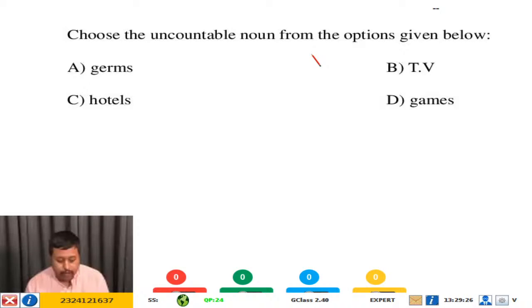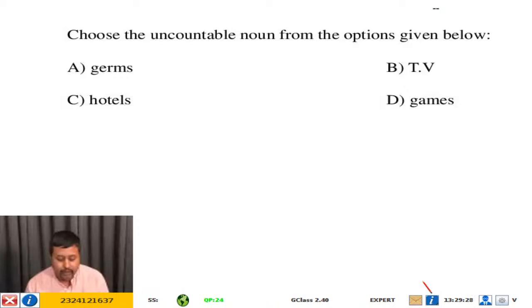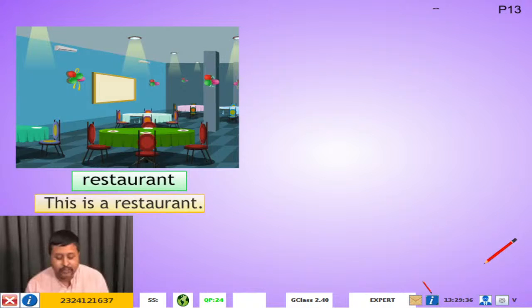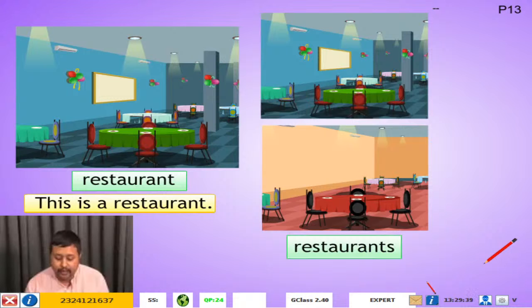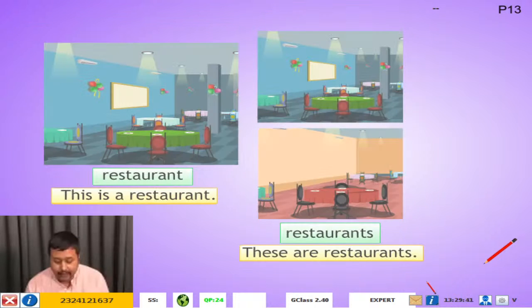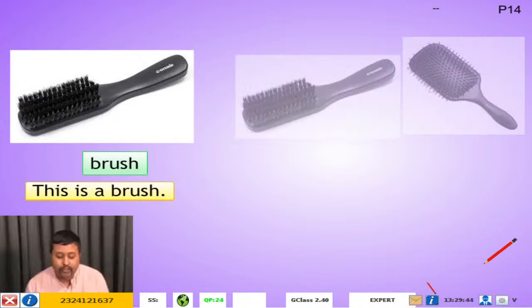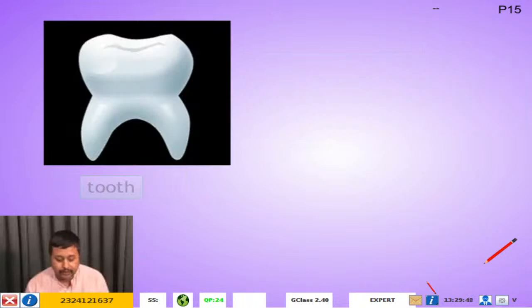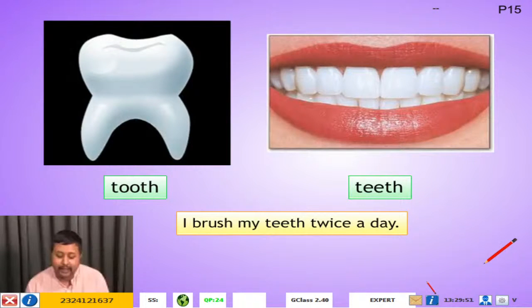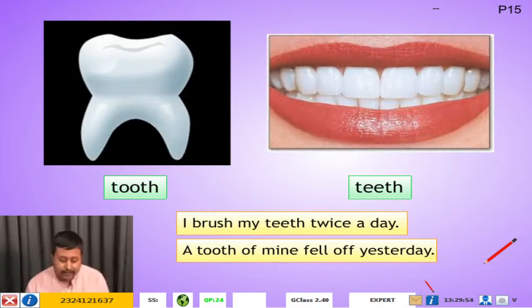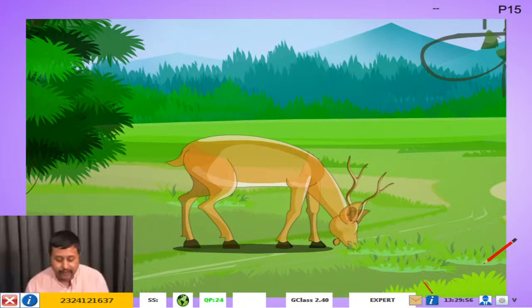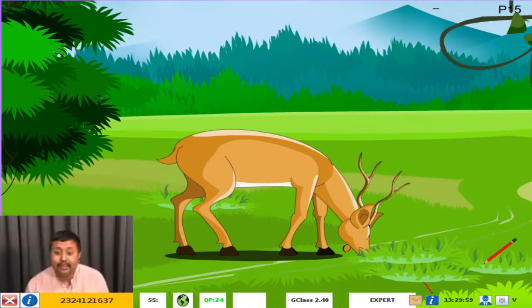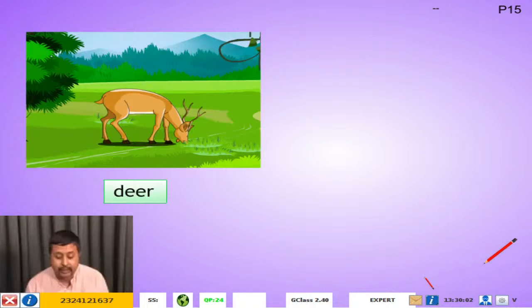Right? Moving on. This is a hotel, right? Then hotels, these are hotels. Look at this one now. This is a restaurant. These are restaurants. Then this is a brush. Then brushes. These are brushes. So then tooth, and that is teeth. I brush my teeth twice a day. A tooth of mine fell off yesterday. Right? So what can we see here? We are seeing the countable and uncountable parts and singular plurals also.